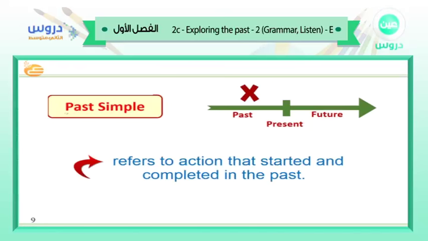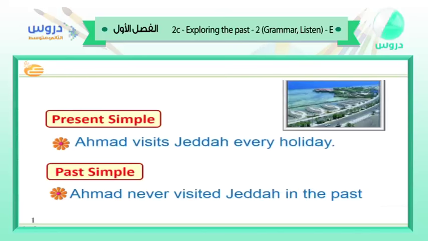What about the past? The past simple. Here it is. It refers to an action that started, okay, listen carefully, and completed in the past. Started and completed in the past. So it happened in the past, stayed in the past, as they say. It's past simple. Past simple, okay? I played football yesterday. Okay? For example, let's take some examples.